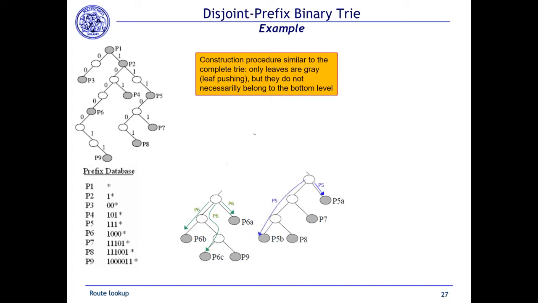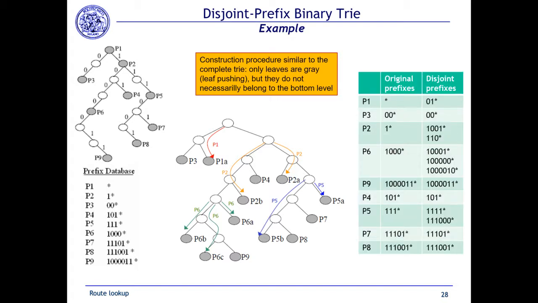Then you go to the other branch of the tree, and we do the same. Here we have P8 and P7, and the ancestor is P5. P5 has one child that is missing, and also the white node before P9. So we are adding all the children that are missing, and copying the content of the ancestor that is P5. Then you iterate the procedure, and the result is this tree. This is the disjoint prefix binary trie.